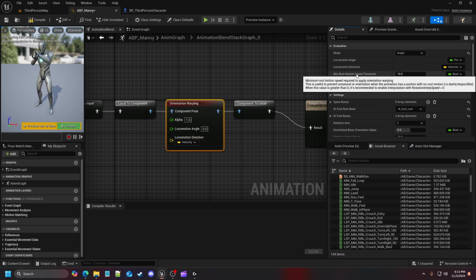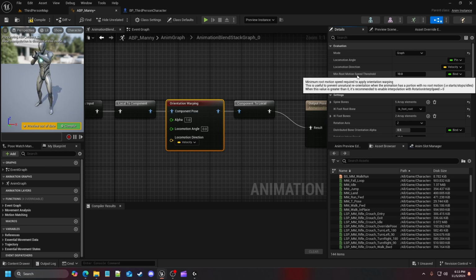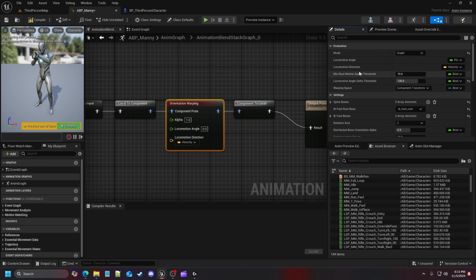Then we have the min root motion speed threshold. As you can see, we have it set to 10. This sets the minimum speed required for orientation warping to activate. With us setting it at 10, orientation warping won't apply unless the character moves faster than that speed, to avoid minor or unnecessary adjustments. We can set it higher or lower, however you want, but also think about it in this aspect: remember our pure thread save functions that we made and how we set a threshold to 10 in there?